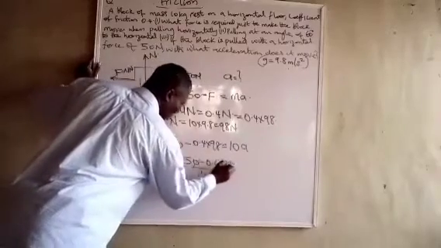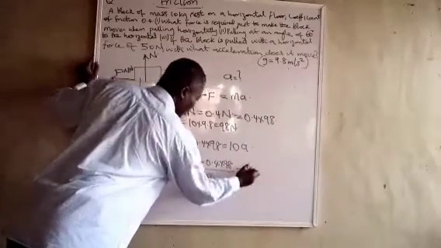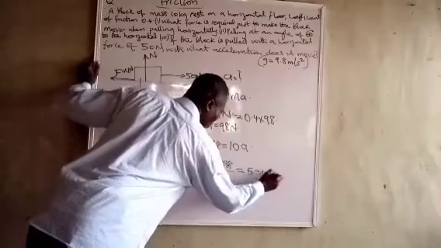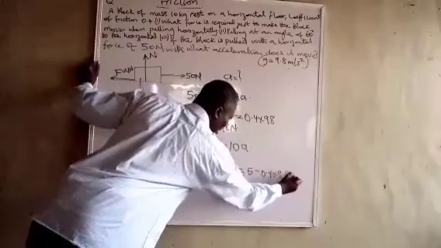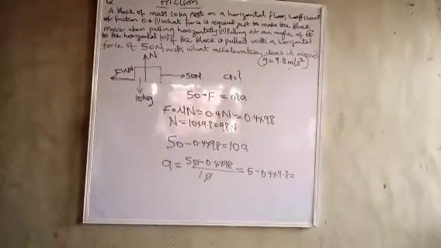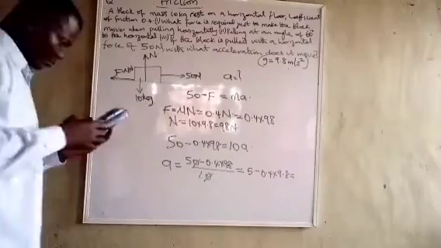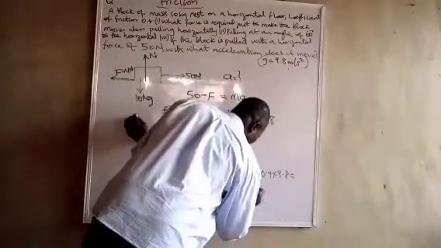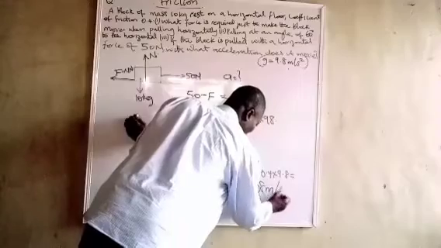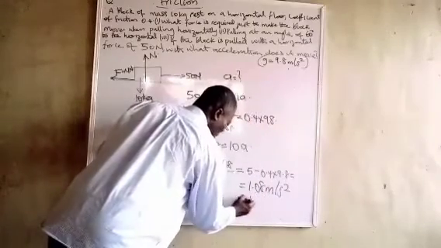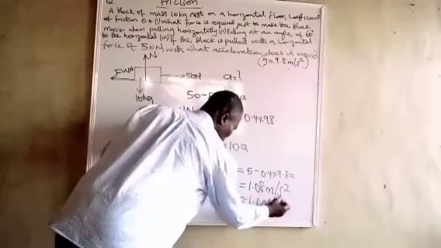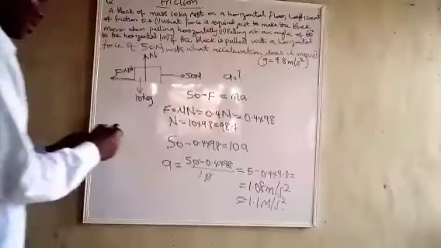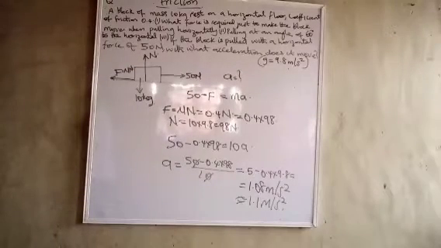So let me calculate it. And what does that give me? 5 minus 0.4 times 9.8. Let's see what the answer is. That is 1.08 meters per second squared, which is approximately 1.1 meters per second squared. So you can see it is straightforward and easy to calculate.